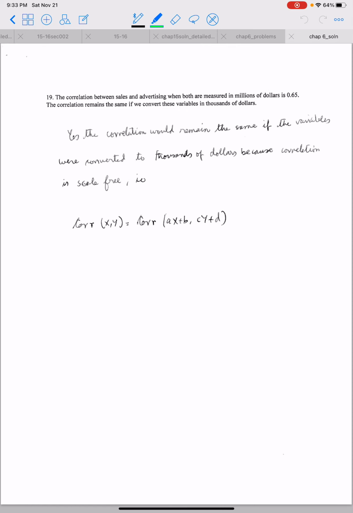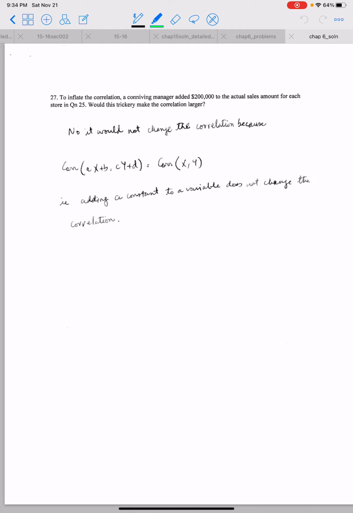The correlation between the sales and the advertising, when both are measured in millions of dollars, is 0.65. The correlation remains the same if we convert these variables into thousands of dollars. True, because the correlation is scale invariant, so that would not make any difference. If the correlation between the number of customers and the sales in dollars in retail is 0.6, would the correlation change if the sales were measured in thousands of dollars or in euros? No, once again, because it is scale free.